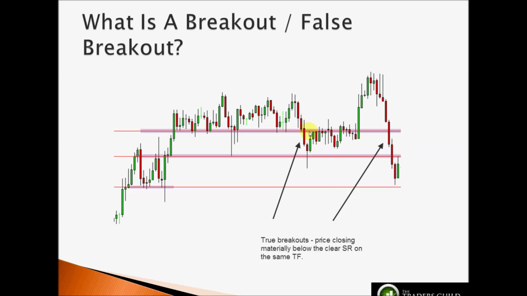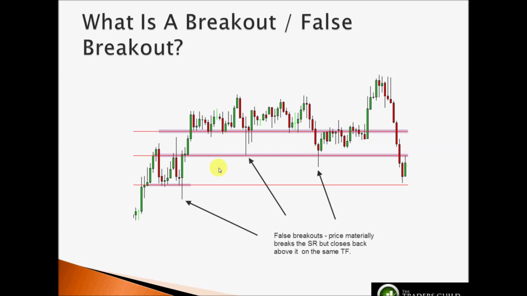If we go to a chart example, we can see we've got a clear support resistance zone, price moves down, and we have a confirmed breakout. Same here, price moves below this support resistance zone, we have a confirmed breakout. On the same chart, if we look at these three, we have price moving below the support resistance zone, but on the same time frame, it closes back above. So that's a false breakout. We have the same thing occurring here: price moves materially below, closes back above, it's a false breakout. And lastly, the same thing here. Price moves below this support resistance, closes back above, it's a false breakout.